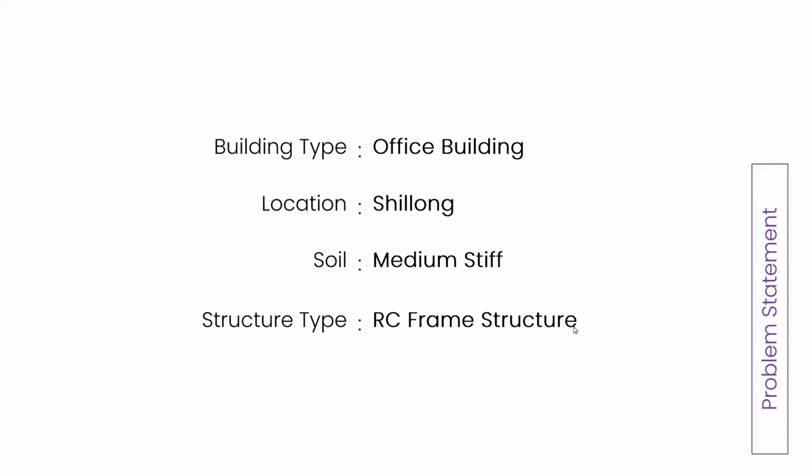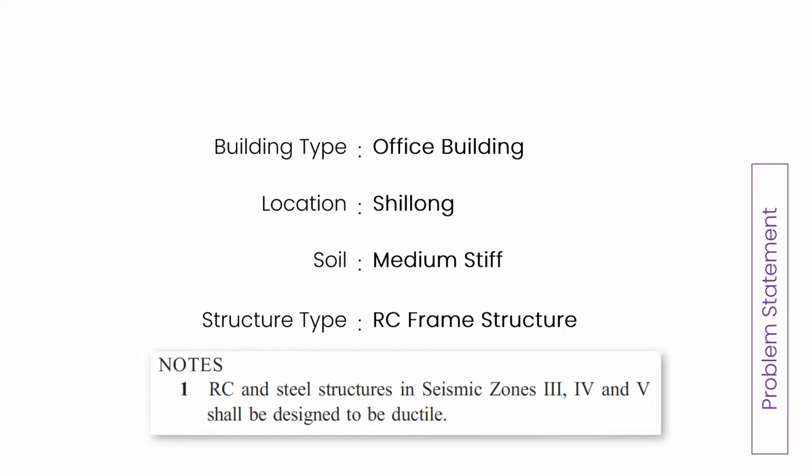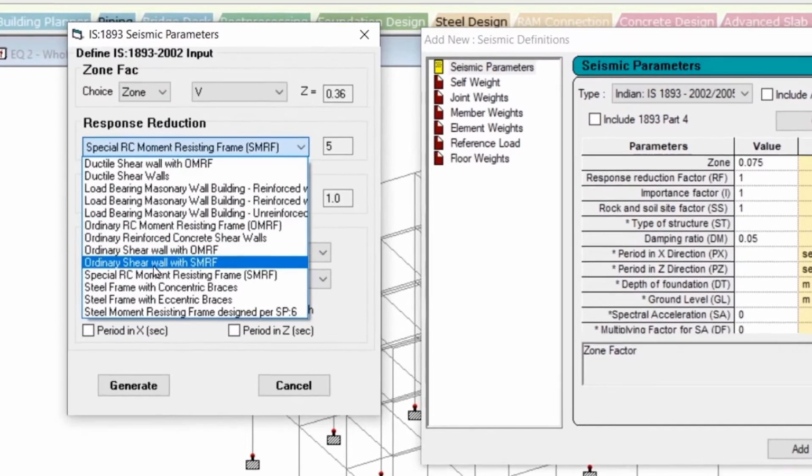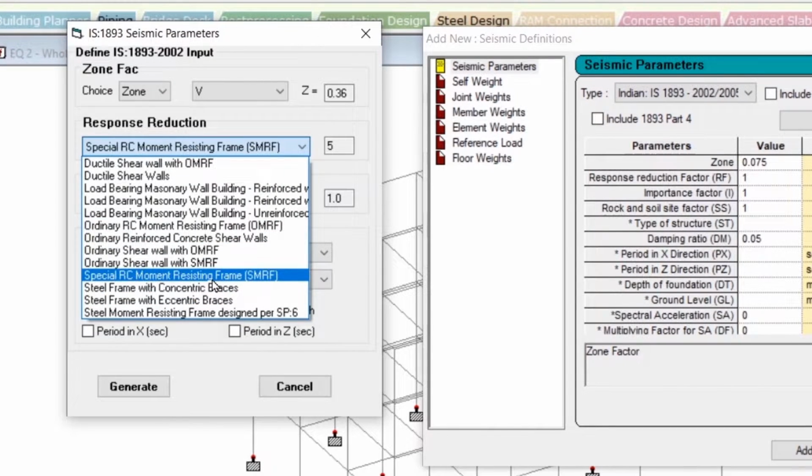This is primarily because as per IS 1893, if you have a structure which falls in zone 3, 4 or 5 and it is an RC frame structure, you have to use the ductile detailing, which ultimately corresponds to the structure becoming a special moment resisting frame, that is SMRF, which has R value of 5. So that is why we are selecting this special moment resisting frame.